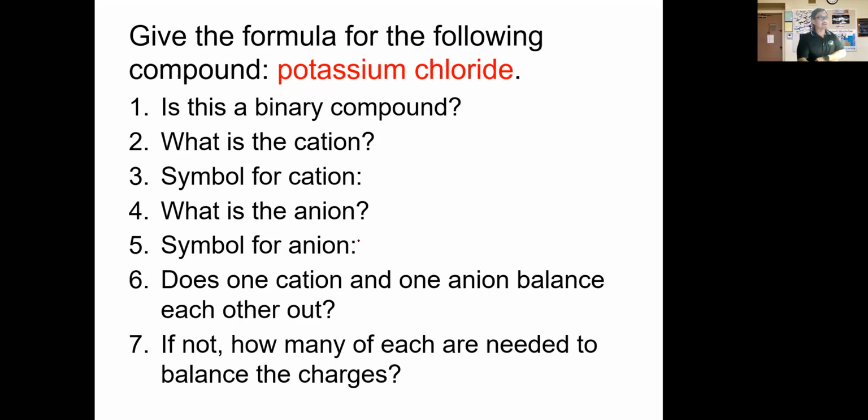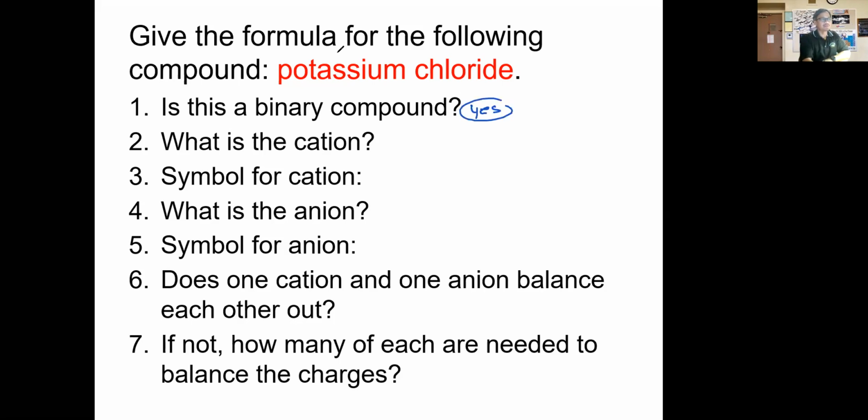First of all, is this a binary compound? The answer is yes, and what you need to make sure you are able to do is, from the name, identify the binary compound. Given the formula, it was pretty straightforward. You just looked at the symbols. You had two different elements, and so that was pretty easy to see. This is a binary compound as well.